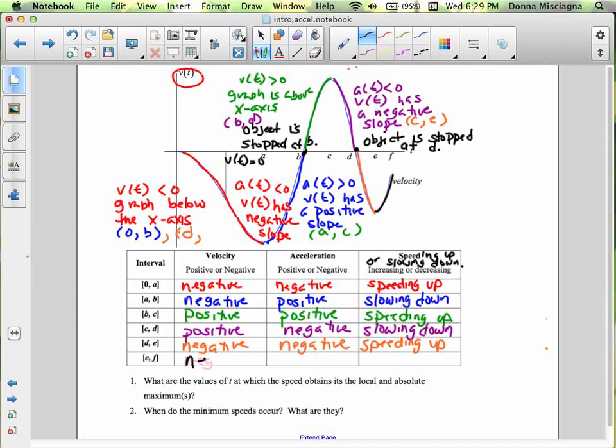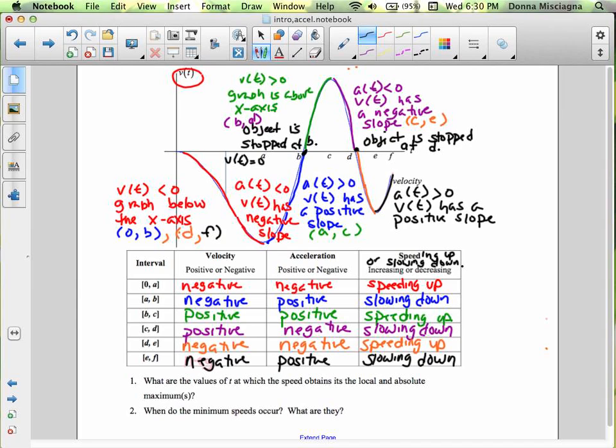All right, so from E to F, velocity is still negative below the x-axis, so from D all the way to F. The acceleration, however, is positive, because right here a(t) is going to be greater than 0 because v(t) has a positive slope. So they don't match anymore. We are slowing down. And then our graph just stops.